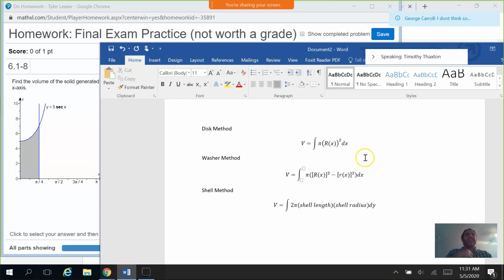I'll get a formula sheet to you guys, and these will be on there. So on the formula sheet, the formulas will be there. You just need to know when and how to use each formula.